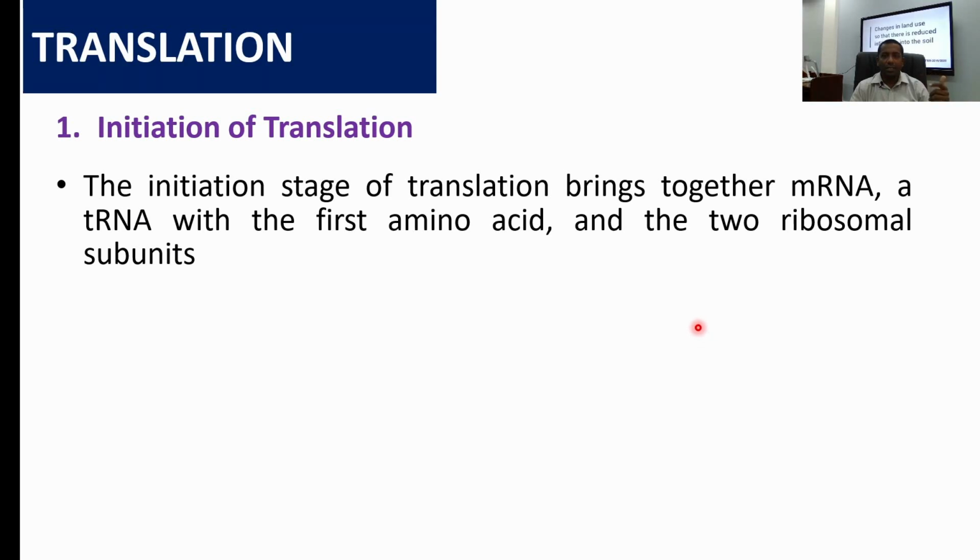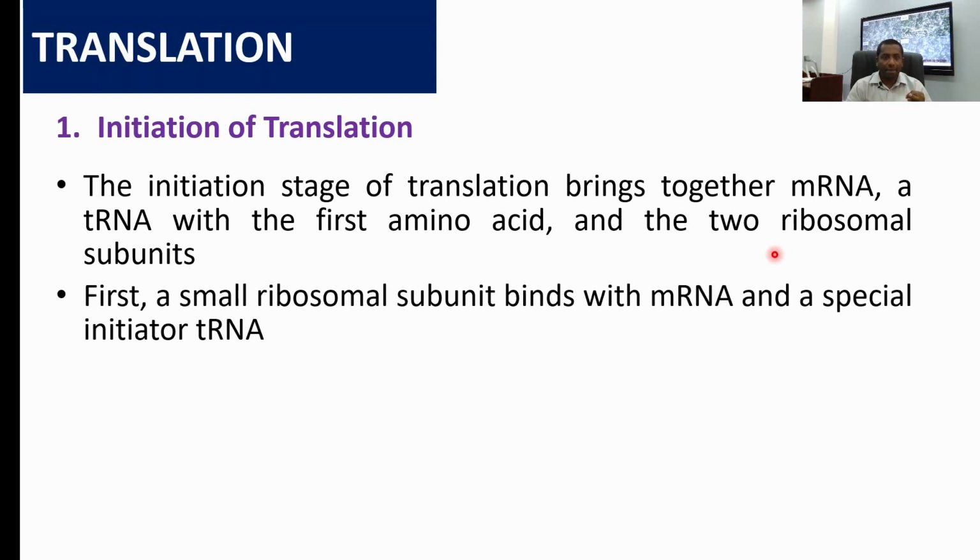So, in the initiation stage, we need the mRNA molecule, tRNA molecule with the first amino acid, and the 2 ribosomal subunits. First, the small ribosomal subunit binds with the mRNA molecule and a special initiator tRNA.